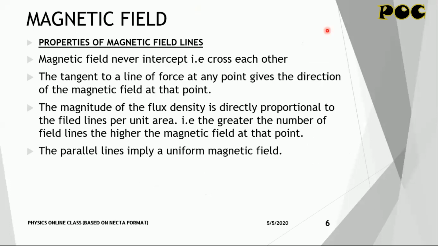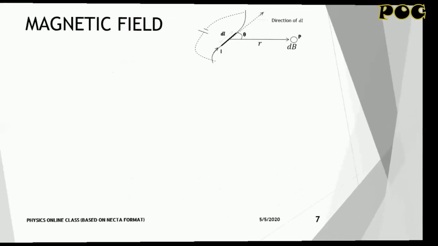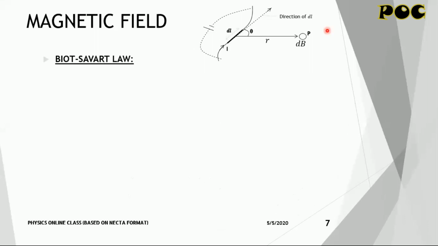Let us now discuss how we can obtain the magnitude of the magnetic field for different conductors. We have two laws which are used to determine the magnitude of the field lines for a given conductor. The first law is called Biot and Savart law, and the second is called Ampere's law. These are the laws which are used to determine the magnitude of the field lines for a given conductor.